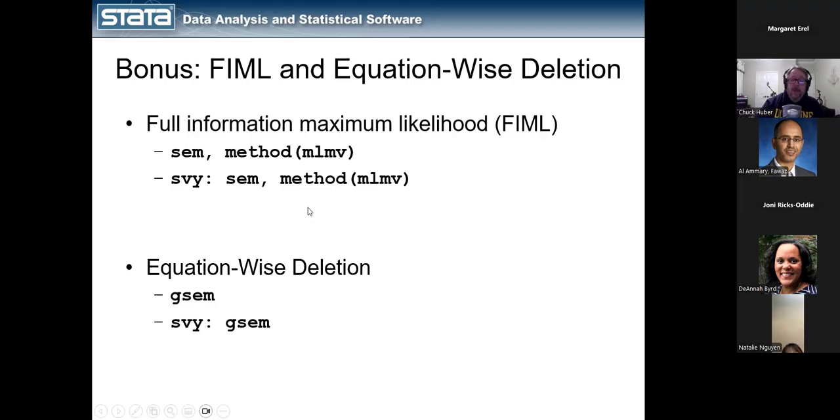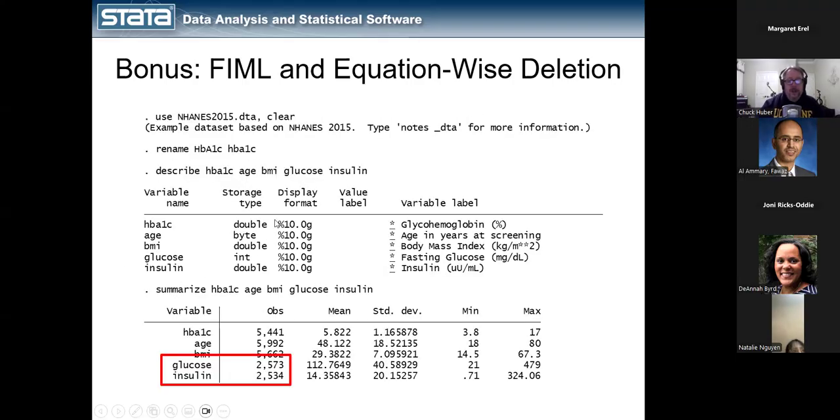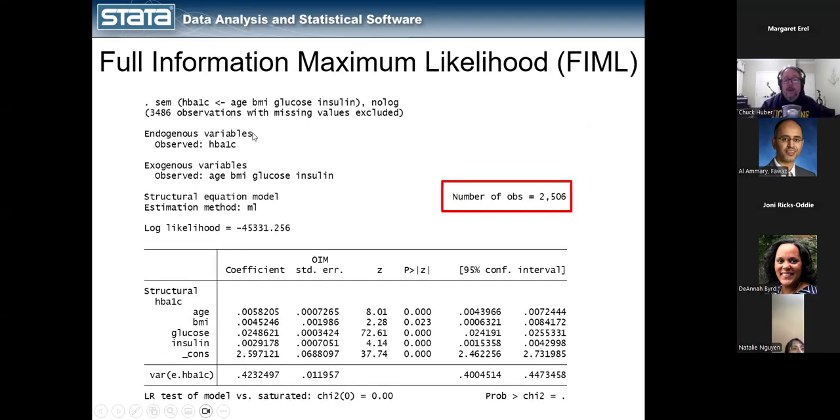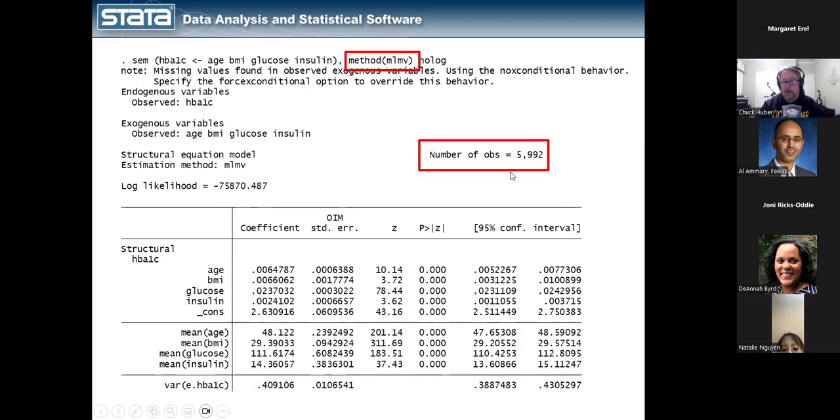with multiple imputation. Now, I mentioned equation-wise deletion. Actually, I'm going to go through and show you how to do these. So if I were doing sem, let's say that I have glucose and insulin in a data set, and they're missing a lot of data. So I have HbA1c, age, BMI, I have almost 6,000 observations. But two of these, glucose and insulin, I'm missing a lot of data. I can use the sem command with that FIML option, and I bump my model from 2,500 observations to almost 6,000 observations simply by using that method mlmv. So that's how you would do that with sem.